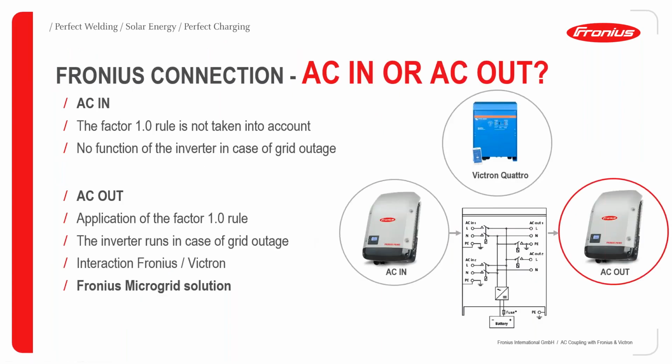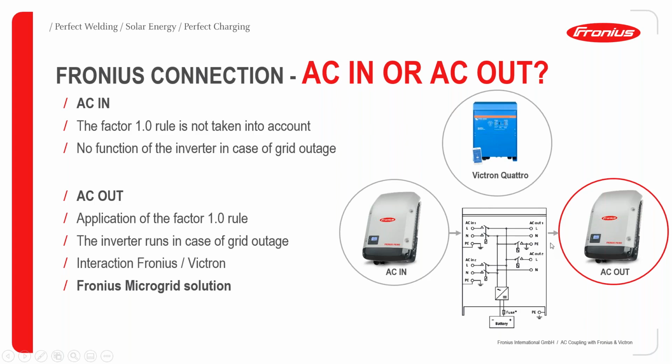So let's now take a look at the Fronius connection, AC in or AC out. This is an important point of note to ensure that we have the installation done correctly. For AC in, if the Fronius inverter is connected to the input part of the Victron inverter, the factor 1 rule is not taken into account, but note that the system will collapse if the grid goes out, because it is a grid-tied inverter. So if the grid goes out, the whole system goes out.